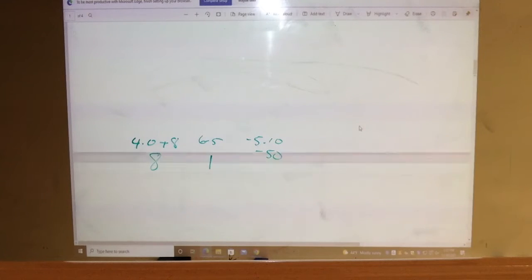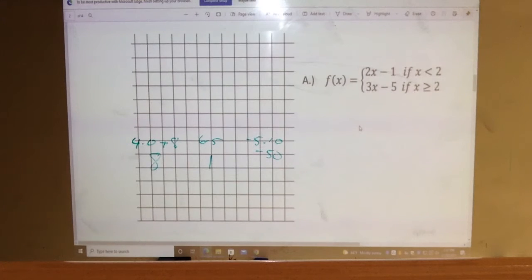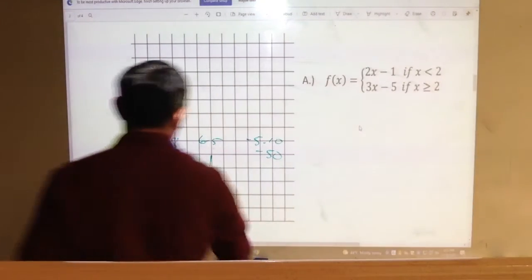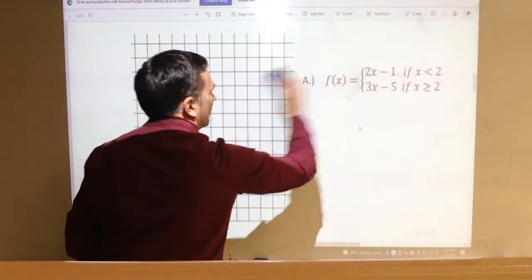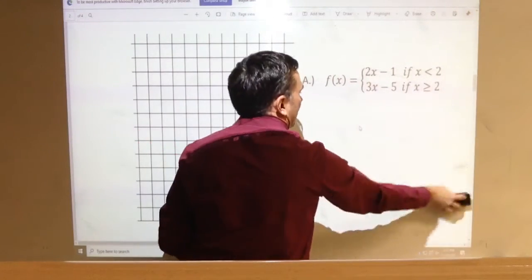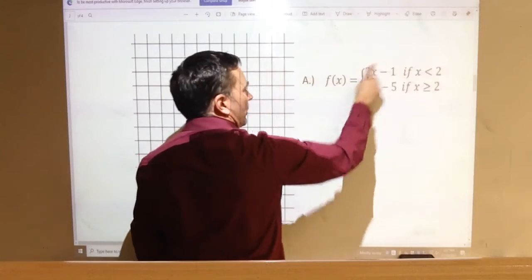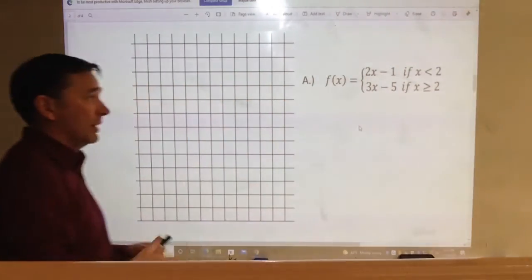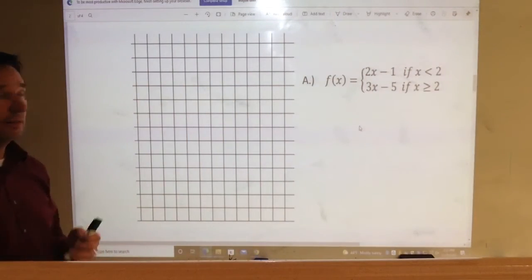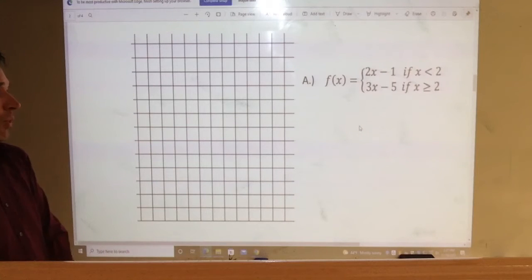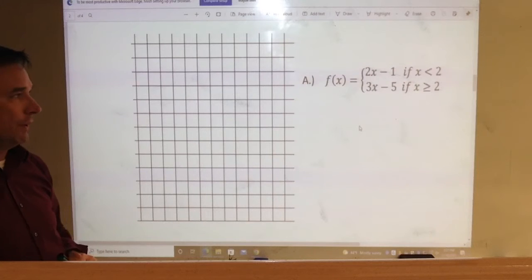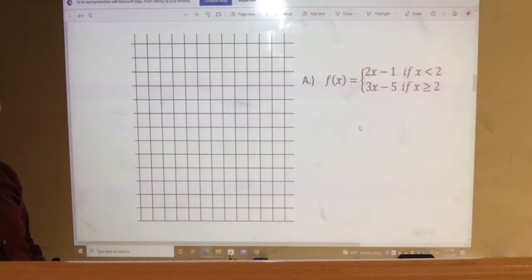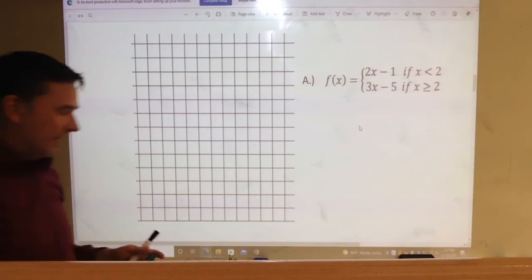Now if we want to graph these, it's a little bit more in depth than what we've done in the past. The first thing we're going to look at, and when we start off, many of these are going to be lines, but hopefully we can identify that both of these, 2x minus 1 and 3x minus 5, are lines. So when we graph these, it's not going to be a line that goes on forever like we're used to doing. These have definite endpoints or beginning points.